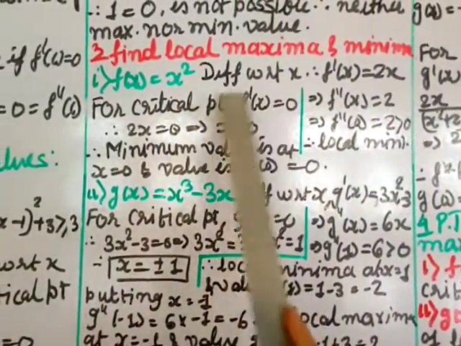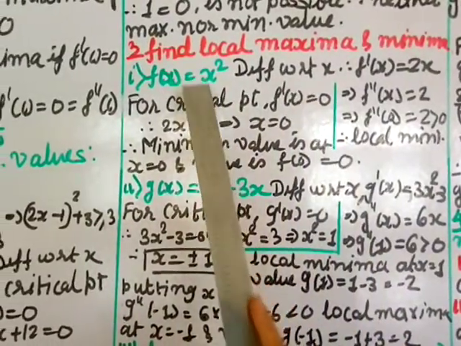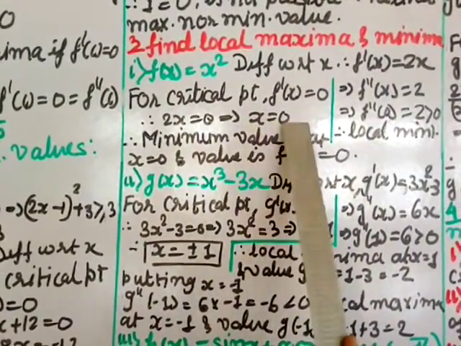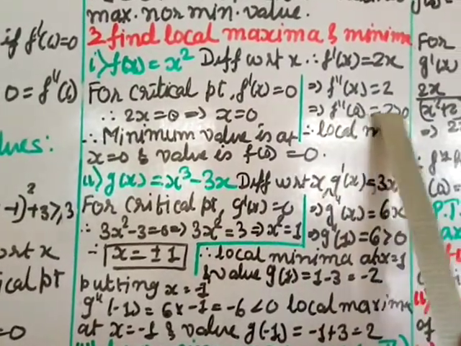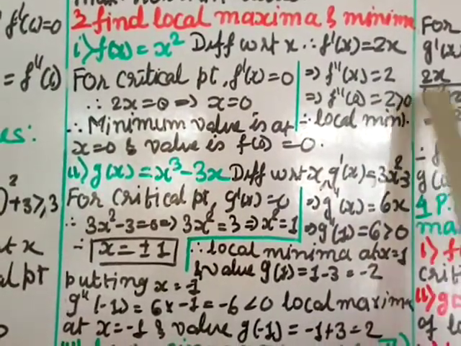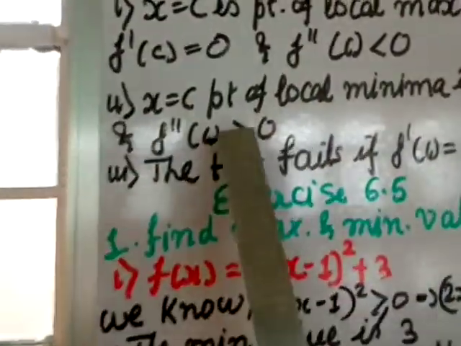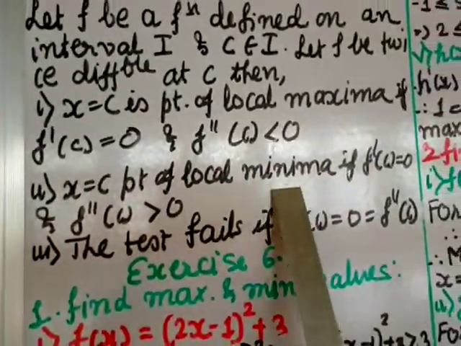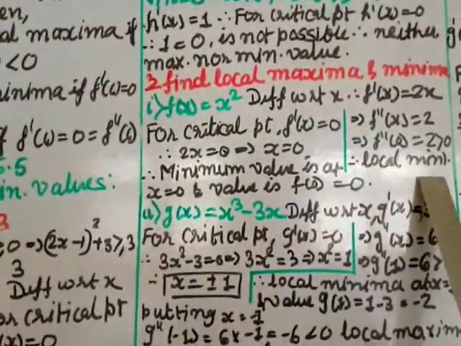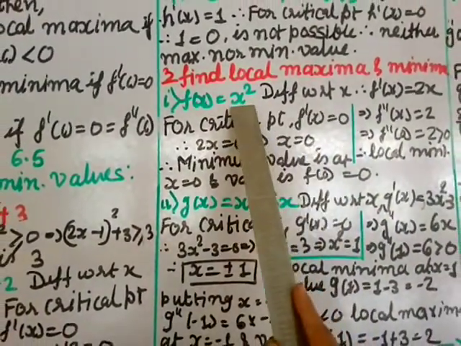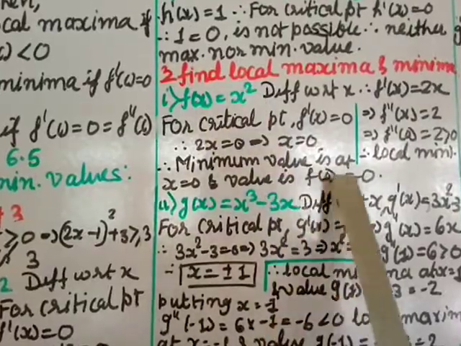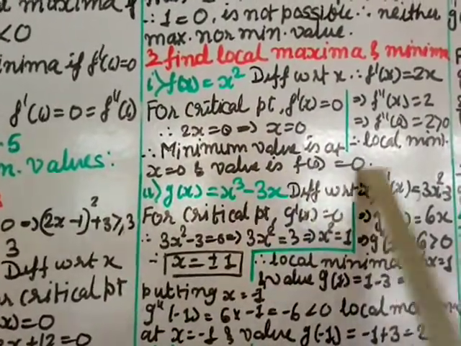For the critical point, f dash x has to be 0, that means 2x has to be 0, that is x equal to 0. Put it here, there is no x, so it comes 2 only, which is greater than 0. If it is greater than 0, it has a local minimum. So the function has a local minimum value, and what is the value? I have to put x equal to 0 in the function. So I put 0, 0 square is 0, so the local minimum value is 0.